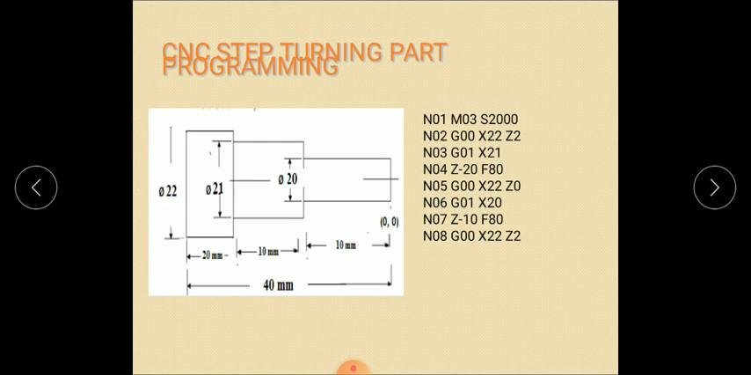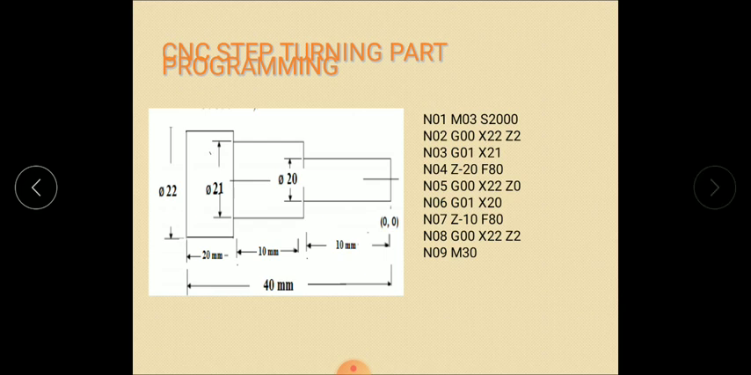Now this needs to be brought backside. So here G00 rapid movement, then x22, then z2. After this the tool comes directly and settles. Then next N09 M20. M20 means the end of the program. So this is one simple program for the CNC step turning operation which needs to be performed.